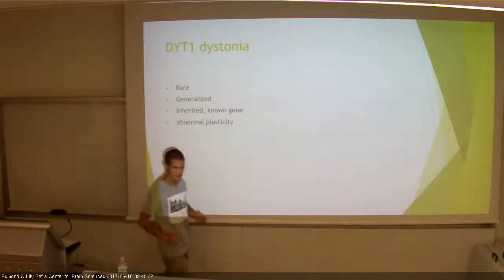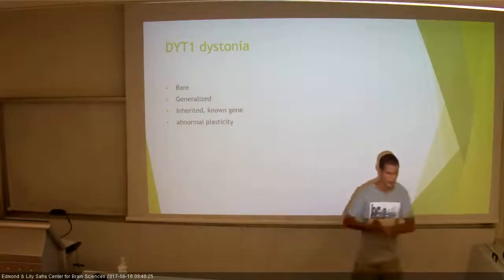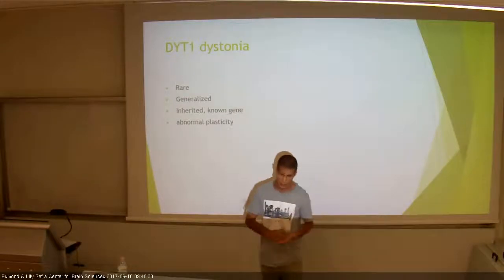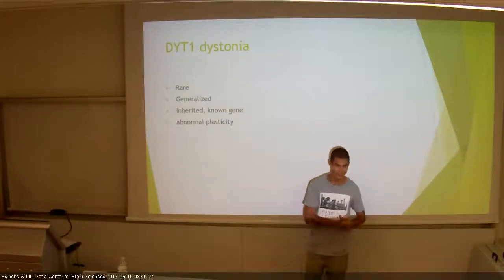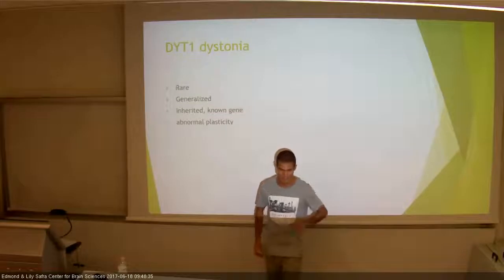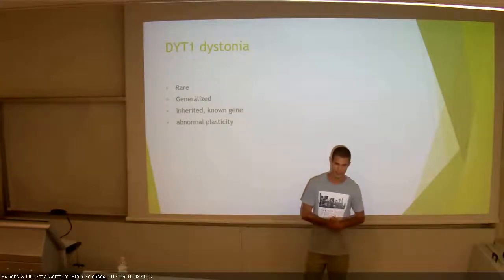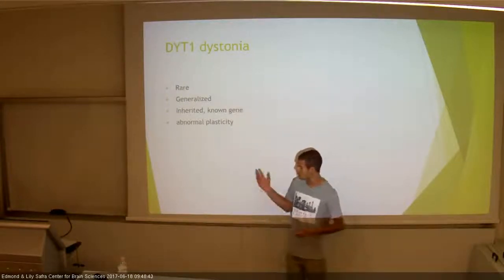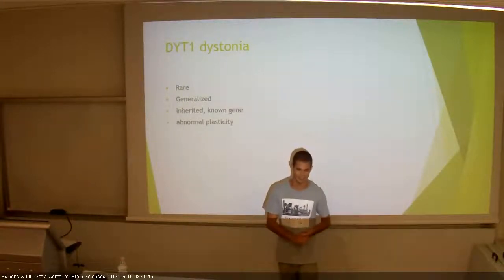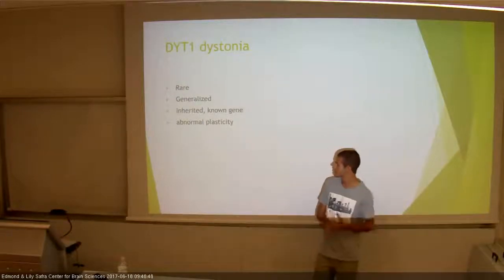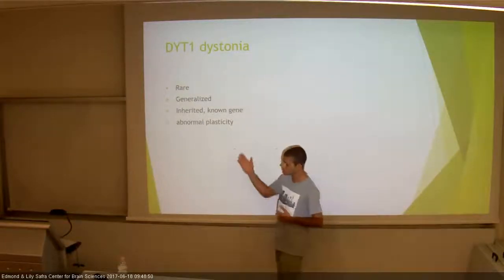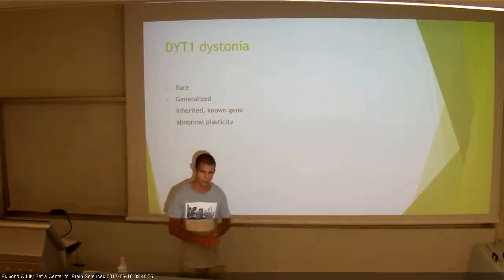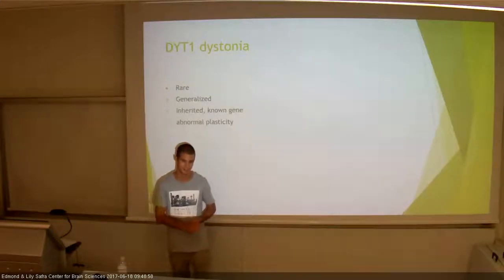Okay, a little bit about the type of dystonia that we are going to talk about. The DYT1 dystonia is a relatively rare type of dystonia. It is generalized dystonia. It can affect all the body. It is inherited, and the gene is known. And we will hear in the next presentation more about it. It is possible to produce mice with this genetic deficit, something that is interesting to do. And we have reasons today to suspect that the DYT1 dystonia is related to some abnormal plasticity in the striatum.